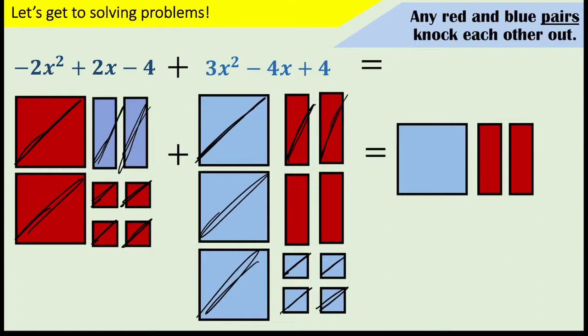I want to see, I made a mistake here. I only had to knock out 2 of my blue squares. There we go. So we have 1 blue square left and 2 red x's left. So that's going to give us an answer of x squared minus 2x. And it makes sense. If I have minus 2x squared plus 3x squared, how many x squareds do I have left? I have 1. 2x plus negative 4x, well, that's going to be negative 2x. Minus 4 plus 4, that becomes 0. So there's actually a plus 0 right here that we're just not showing.